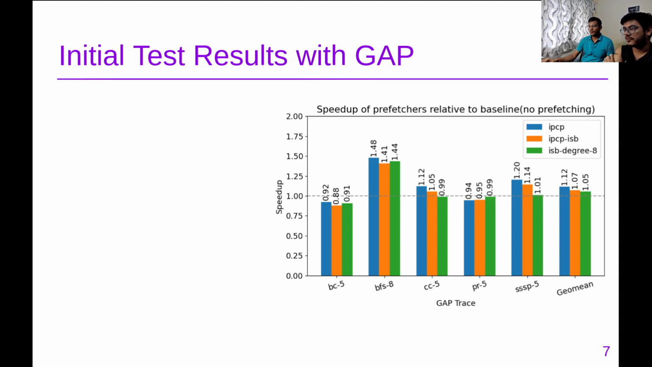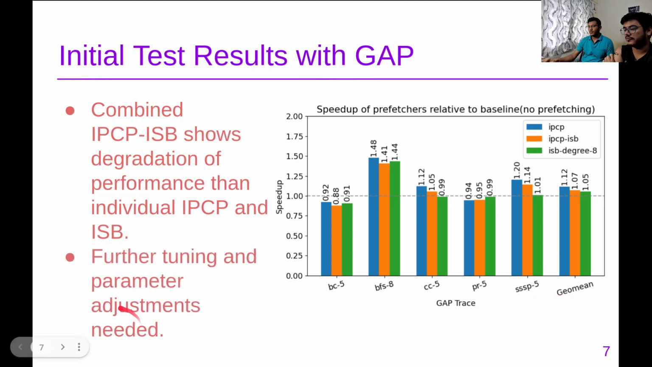Next we tried test results with GAP. This is a new benchmark for both prefetchers; others have not done this before. Here this is a strange result for us, because ISB is for irregular workloads, but ISB itself is not able to beat IPCP alone in these benchmarks. You can see in the various bars that ISB is always lower than IPCP, and because of that our combined performance is also not good here, and mostly performs like the average of the two: 1.12 in the geomean for IPCP and 1.07 for ours. So we are planning to further tune and adjust the parameters for the GAP benchmarks. We are also planning to meet with the professor and discuss the plan for this benchmark going ahead.